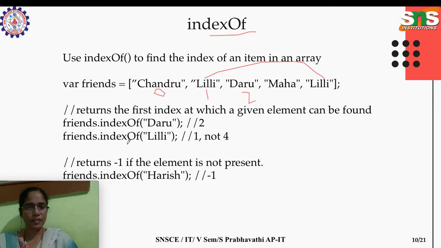And next thing, friends dot index of Lily. So what it will do, so Lily appears 2 times, as I told you, no. So Lily appears in the array at positions 1 and 4. So what index of Lily will do is, it will return the first index, okay, not the second index of this Lily. So the first appearance of Lily is at 1, so that's the result you will get. Okay, if we mention some item which is not present in this index argument, it will return the answer as -1. It means the item is not present in this array.